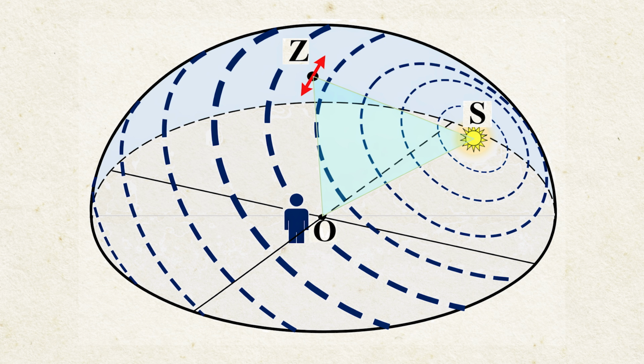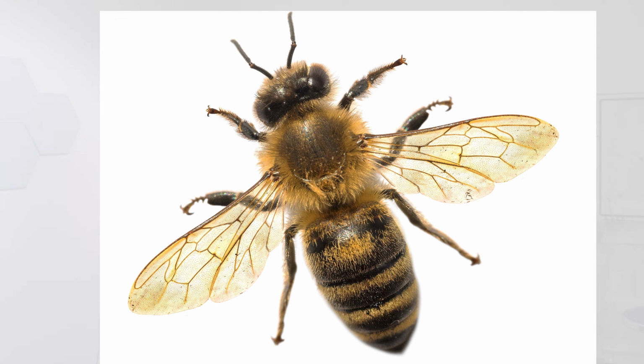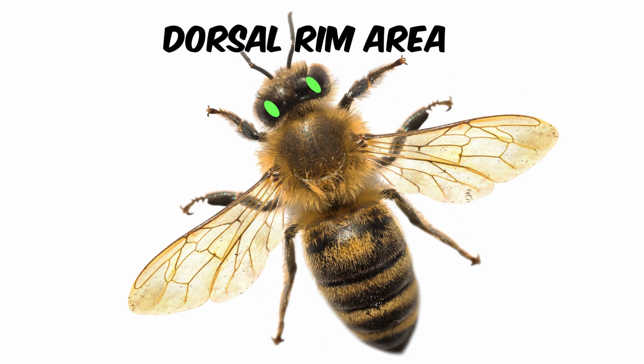And if you map out the whole sky, you'll find that the polarization directions form concentric circles around the sun. With a single polarizer, you can't see these lines though. You just see dark or light. But bees have evolved a specialized region of their eye called the dorsal rim area, which is dedicated entirely to sensing polarized light from the sky.